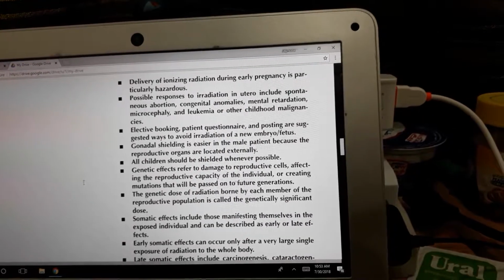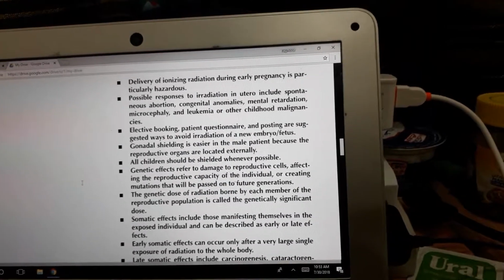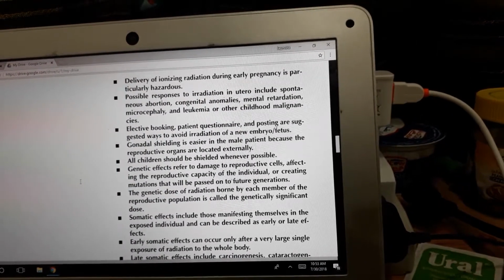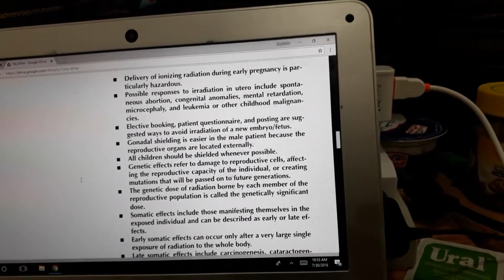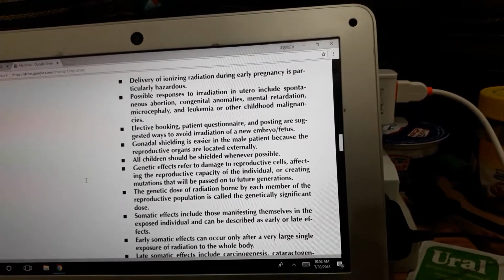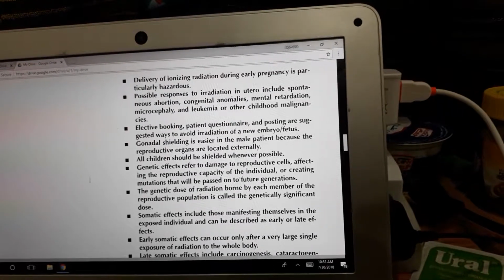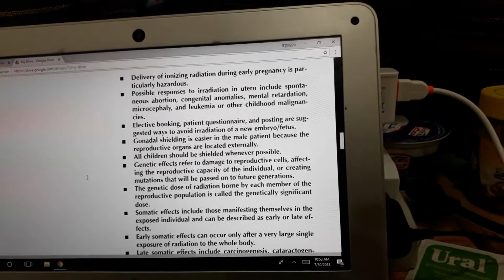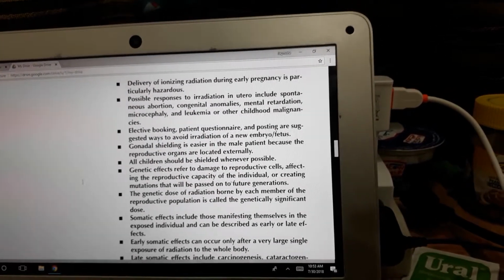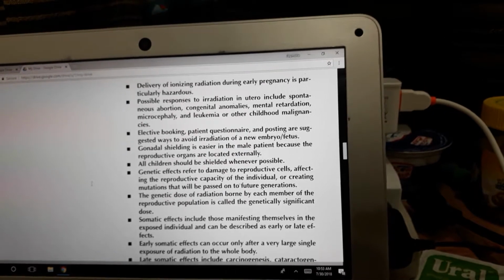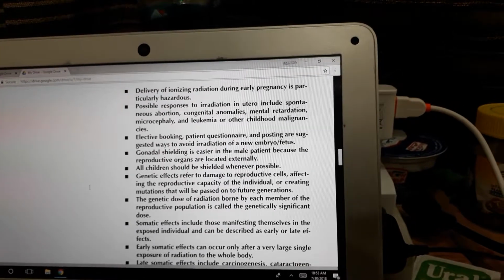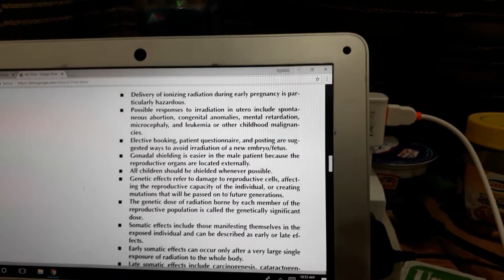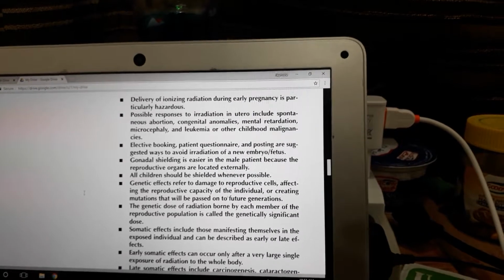Genetic effect: damage of the reproductive cells affecting the reproductive capacity of the individual or creating mutations that will be passed on to future generations. The genetic dose of radiation to each member of the reproductive population is called the genetically significant dose.